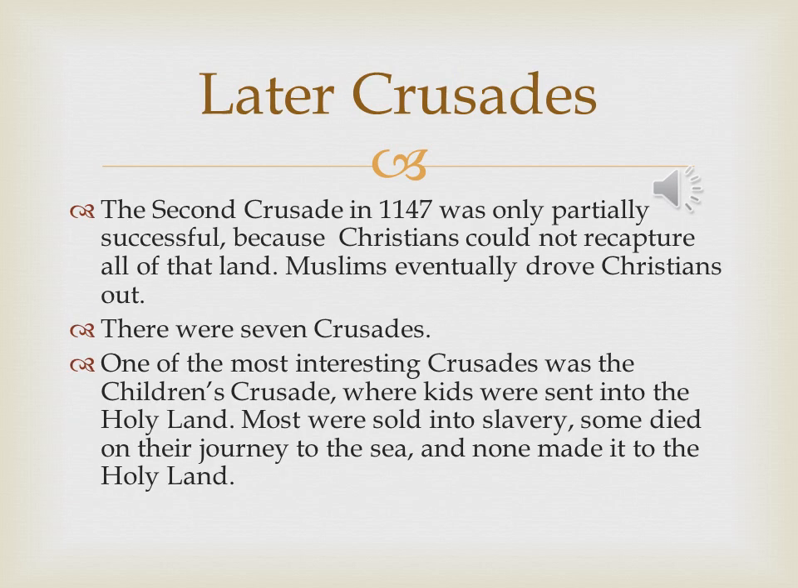Later Crusades. The Second Crusade in 1147 was only partially successful because Christians could not recapture all of that land, and Muslims eventually drove Christians out. There were 7 crusades, and one of the most interesting was the Children's Crusade. That's where kids were sent into the Holy Land. Well, the belief was that since they were children, they didn't have any sense, God would lead them to victory. Well, what happened was that most of those kids were sold into slavery, and some died on their journey to the sea, and none made it to the Holy Land.